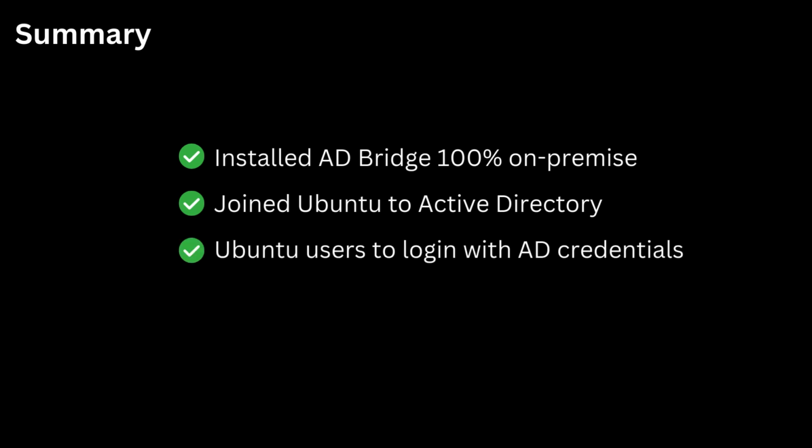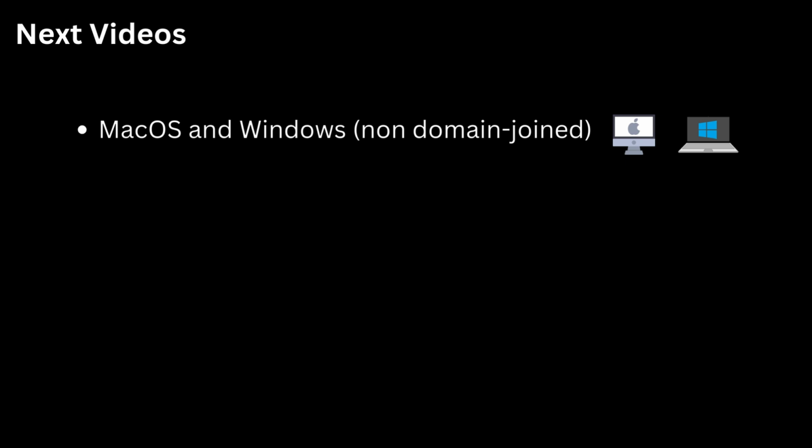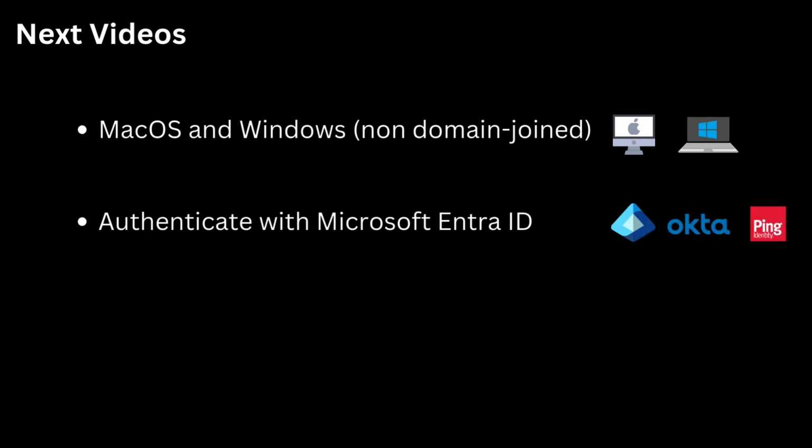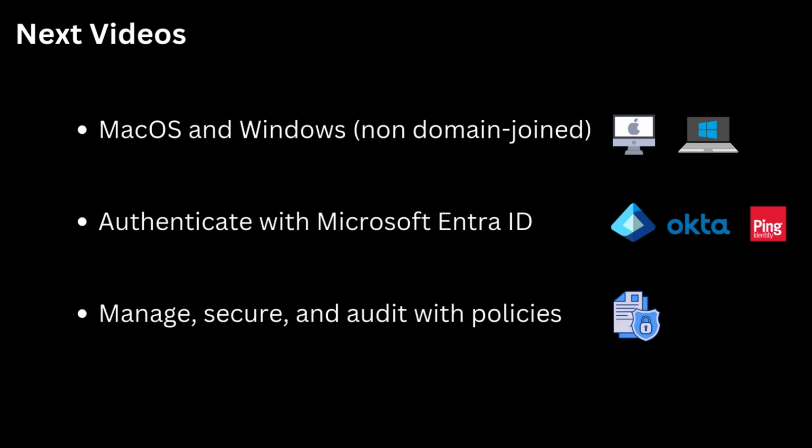In summary, we installed AD Bridge 100% on-premise, joined Ubuntu to Active Directory, and enabled Ubuntu users to log in using AD credentials. Please see our other videos if you would like to add Mac OS and Windows, non-domain joined systems to your existing environment, authenticate with Microsoft Entra ID, Okta, Ping, etc., or learn how to manage, secure, and audit these machines with policies.